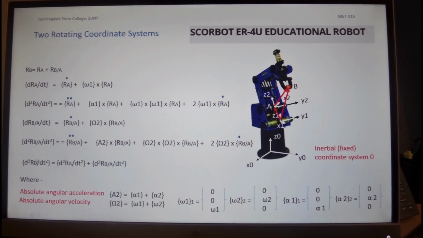Now, the final absolute acceleration of point B with respect to the inertial frame is the absolute acceleration of point A with respect to the inertial frame plus the absolute acceleration of B with respect to A in the inertial frame. And this is the result.